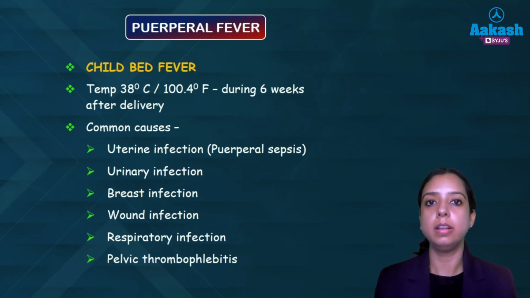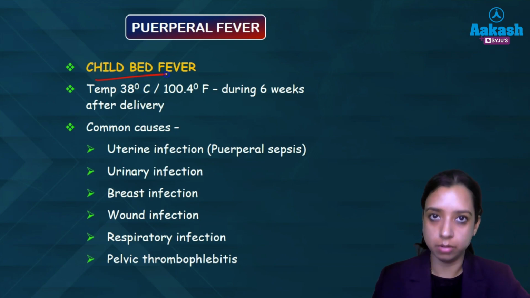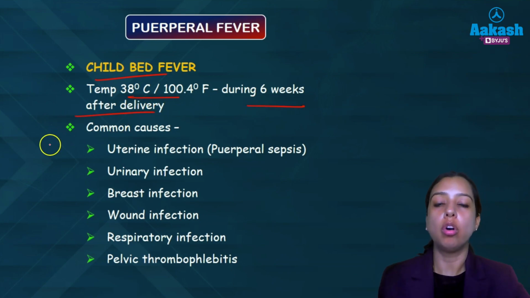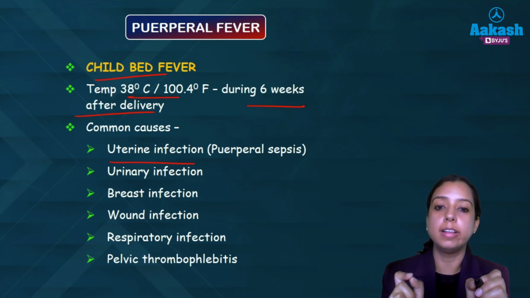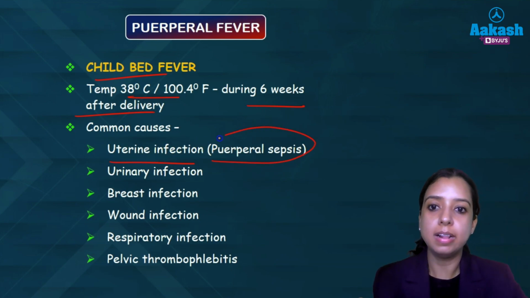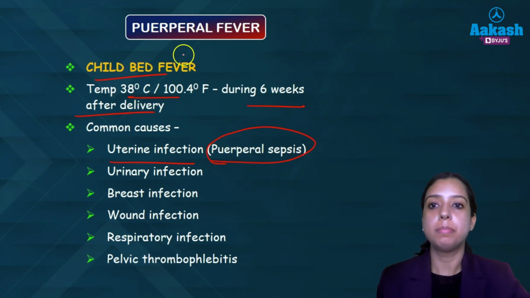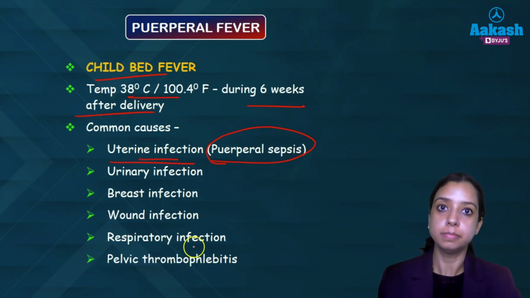So this was about general puerperium. Now puerperal complications, a few puerperal complications have been asked. Let's start with puerperal fever. Puerperal fever, also called childbed fever, is when the temperature is more than 38 degrees Celsius, or 100.4, during the first 6 weeks after delivery. Now causes can be any, but the most common cause is genital tract infection. Genital tract infection specifically is called puerperal sepsis. So when puerperal sepsis is said, it is genital tract infection. Puerperal fever can include any genital tract infection or non-genital infection, right?